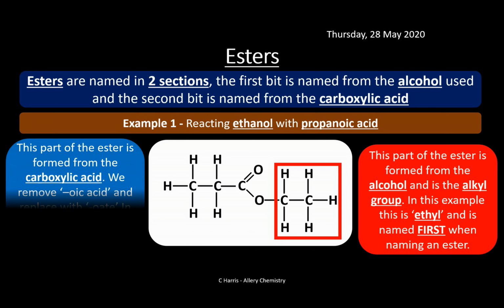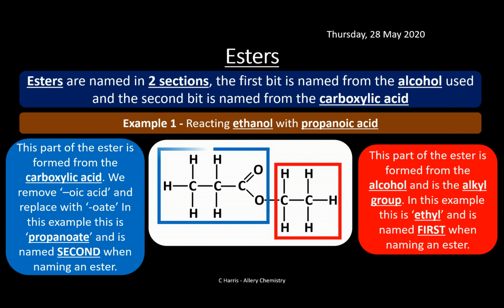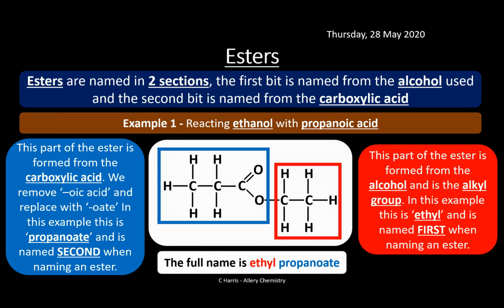The second part, which is the bit in blue, has come from the carboxylic acid. We name this second, and basically what we do is we drop the oic acid bit from it. This is propanoic acid normally, and instead of putting oic acid, we put oate at the end. So in this case, it's going to be propanoate, and that goes at the end. The full name for this ester is then going to be ethyl propanoate. The first 2 carbons are ethyl, and propanoate goes at the end here.